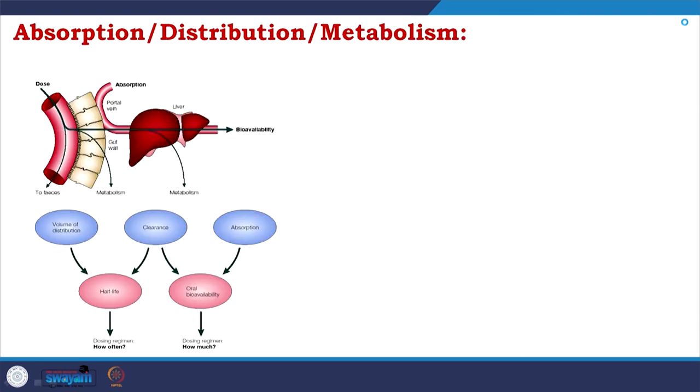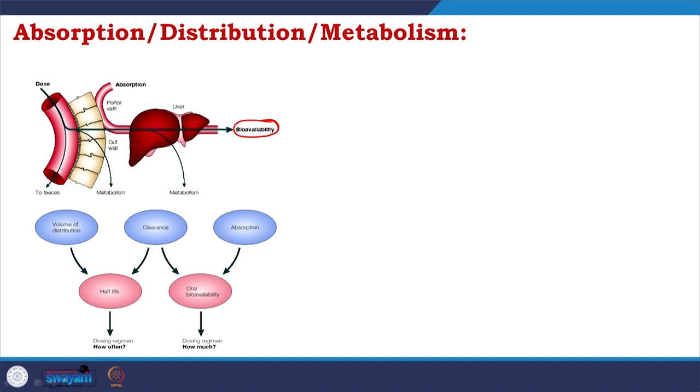So, coming to absorption, distribution and metabolism, you see that these are the system: the dose goes and directly comes out in the excretion. Then it comes into the system and goes through metabolism. Then it comes through the gut wall, through the portal vein, comes to the liver, again including the metabolism, absorption happens, and we get the drug available to the biological system.